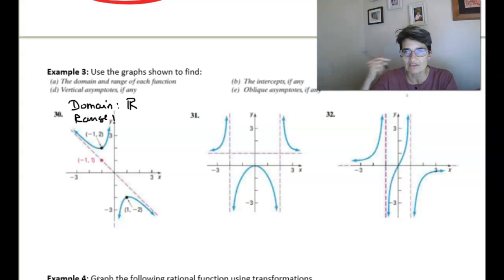Okay, so the dashed lines on the graphs are asymptotes. It's the solid blue line that's the graph of the function. So the range is this portion here. Looks like the lowest point on there is y equals 2 and it goes to infinity. And for this portion here, it starts at -infinity and it goes up to -2.